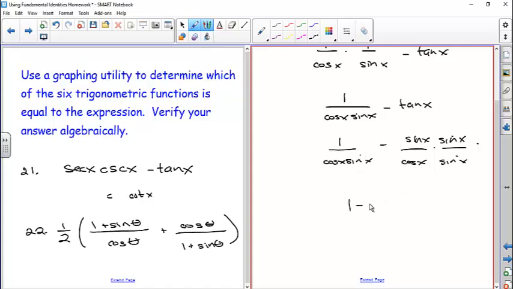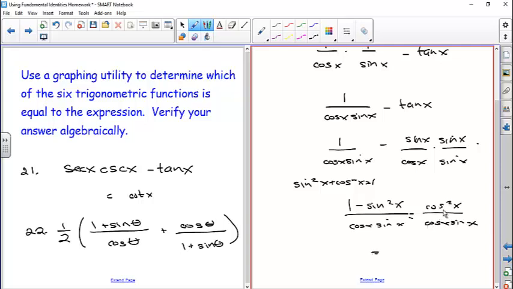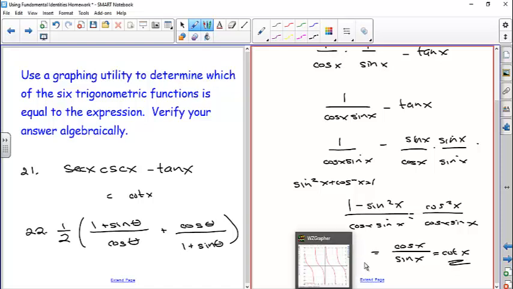So in the numerator we get 1 minus sine squared of x, divided by cosine of x sine of x. It's like a Pythagorean identity: sine squared x plus cosine squared x equals 1. So if we subtract sine squared from both sides, we get cosine squared equals 1 minus sine squared. So the numerator is cosine squared, and the denominator is still cosine x sine x. You see the cosines cancel out, so we're left with one cosine in the numerator and the sine in the denominator, and the cosine over the sine is the cotangent, and that's what we were expecting.